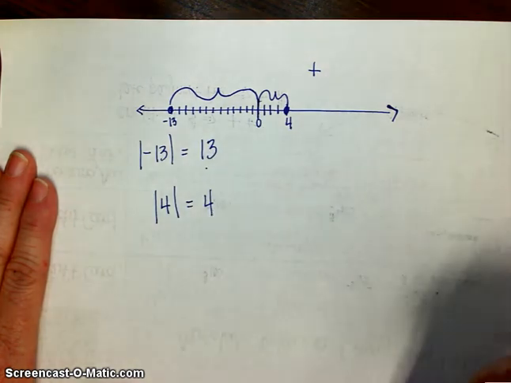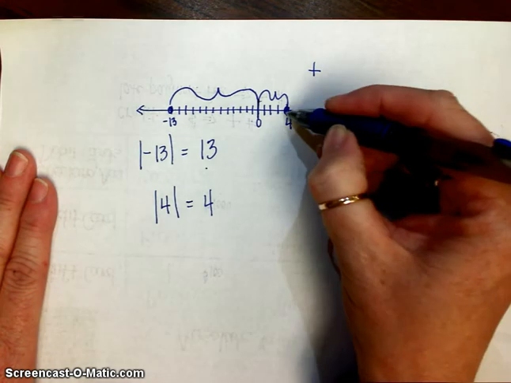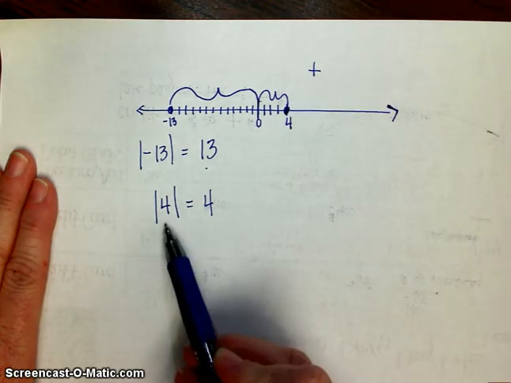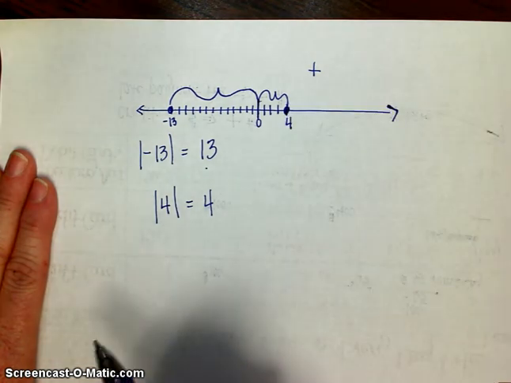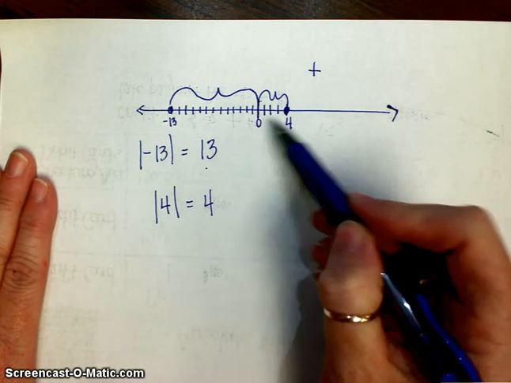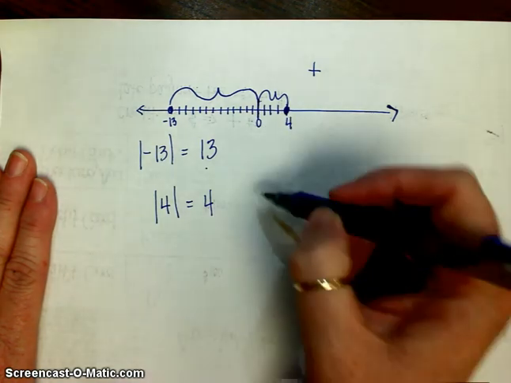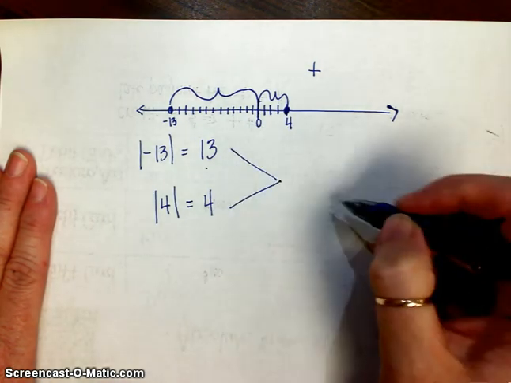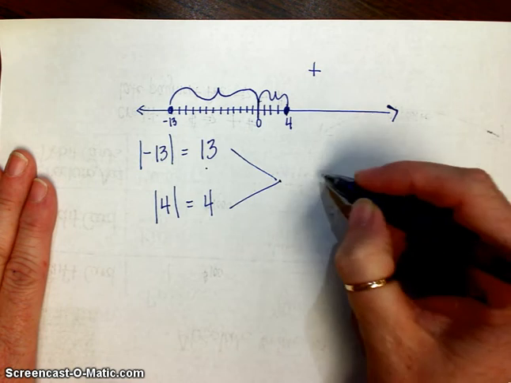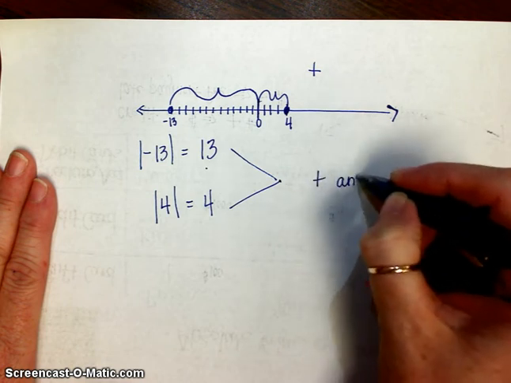The answer is 13. If I then plot the number 4 and I ask for the absolute value of 4, what is the distance between 0 and 4? 4. Notice neither one of those answers can be negative. They're both positive answers.